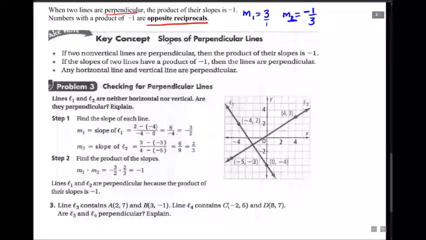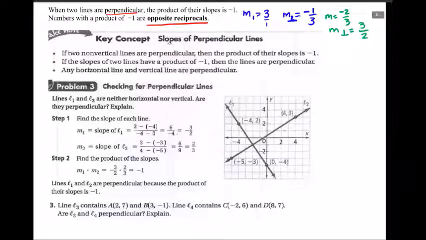Now, what if the slope of our first line is -2/3? So if our slope is a -2/3, what is our perpendicular slope going to be? M perpendicular is going to be opposite, so that would be positive 3 over 2, reciprocal. So we flip it. Okay, perpendicular lines have opposite reciprocal slopes.